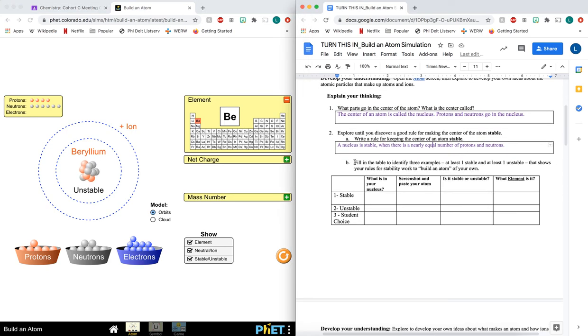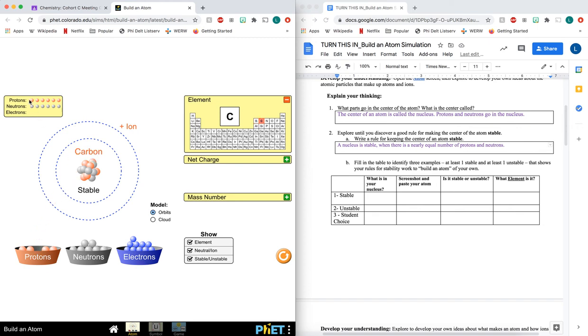Which brings us to part B. Fill in the table to identify 3 examples. These are examples that you can make yourself. So my first example, I'm going to do carbon. I already have 6 protons in there, or 6 neutrons, so I'm going to add in a couple protons, and I'm going to make carbon.